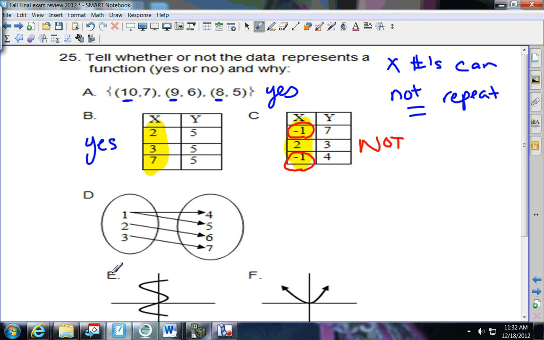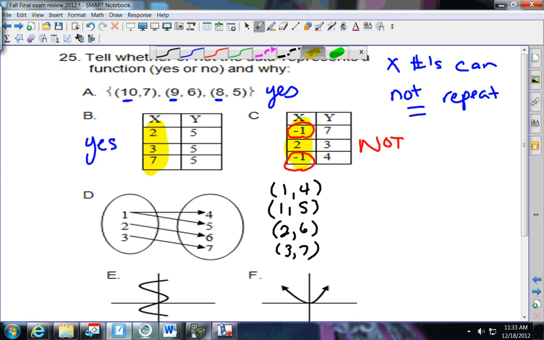Now this one, sometimes people get confused because of the arrows. What might be easier is if you write them as ordered pairs. This is (1, 4), (1, 5), (2, 6), and (3, 7). Well, the X numbers are right here. Do any of them repeat? The ones repeat, yeah, so this is not a function.